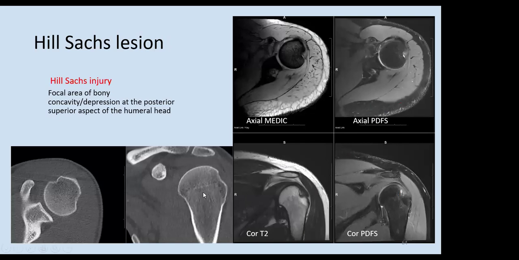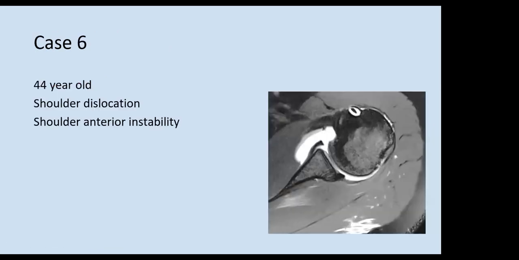So what is a Hill-Sachs lesion? Hill-Sachs is by definition a fracture. When they dislocate, this part of the humeral head sits adjacent to the glenoid here. So this is an impaction injury or concavity of the posterior superior humeral head. Okay, let's move on now to the next case.